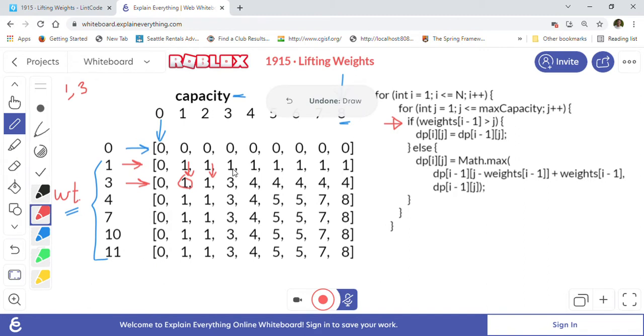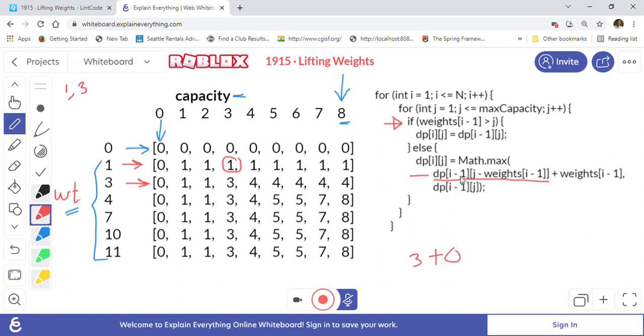So let me just backtrack a little bit. So now we are here, right? Either we can take this 1 as it is from upside, or we can take the 3 weight right here. Look at this formula here, right? So then we can take 3 plus dp of I minus 1 and j minus weights of I minus 1, which means 3 minus 3 basically, right? 3 minus 3, this means plus 0.